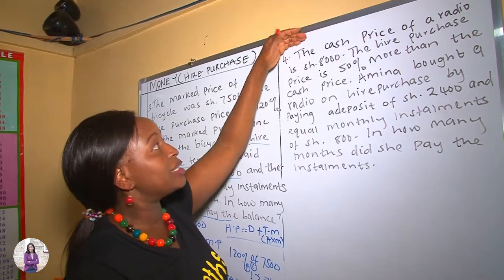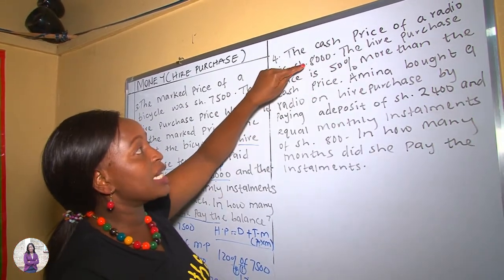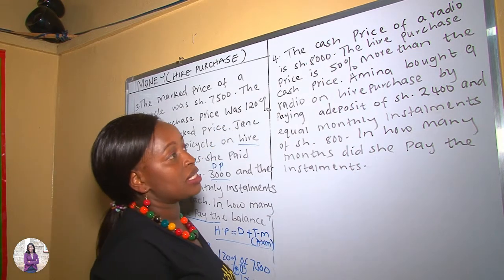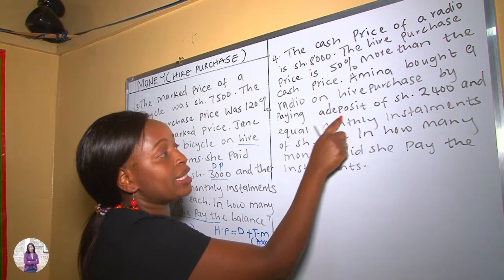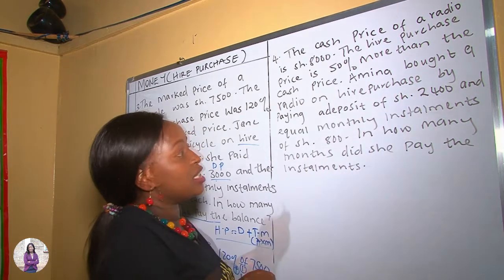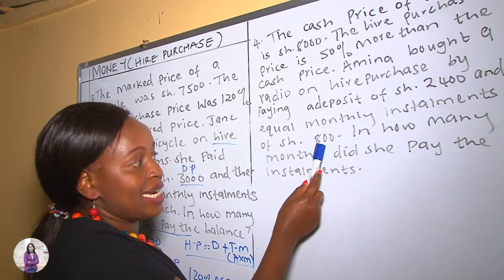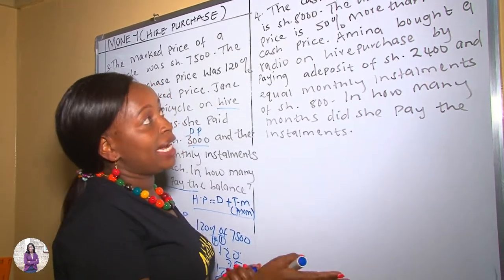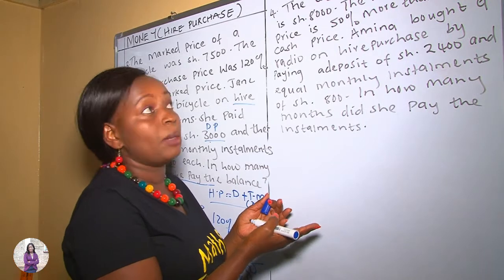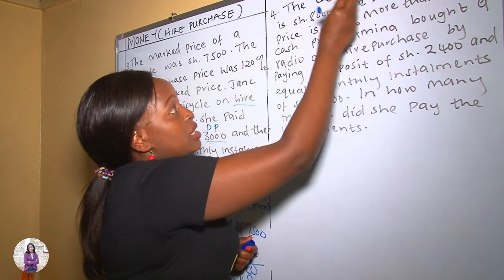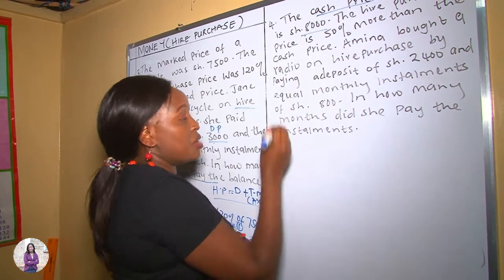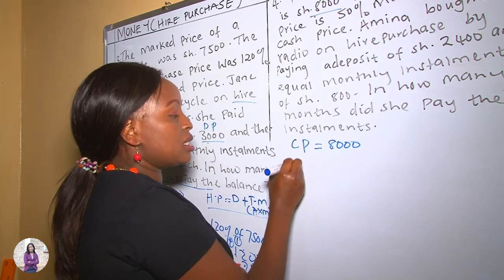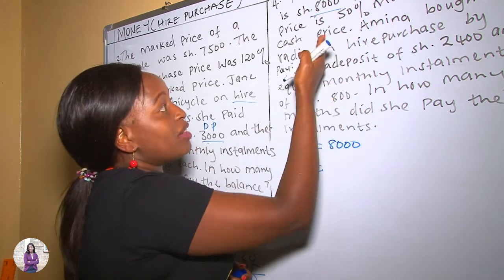In this question, you're told that the cash price of a radio is 8,000. The hire purchase price is 50% more than the cash price. Amina bought a radio on a hire purchase by paying a deposit of 2,400 and equal monthly installments of 800. In how many months did she pay the installments? So again here, the question appears wordy but very simple if you read it step by step. The cash price of a radio is 8,000. So our cash price is equal to 8,000. The hire purchase is 50% more than the cash price.